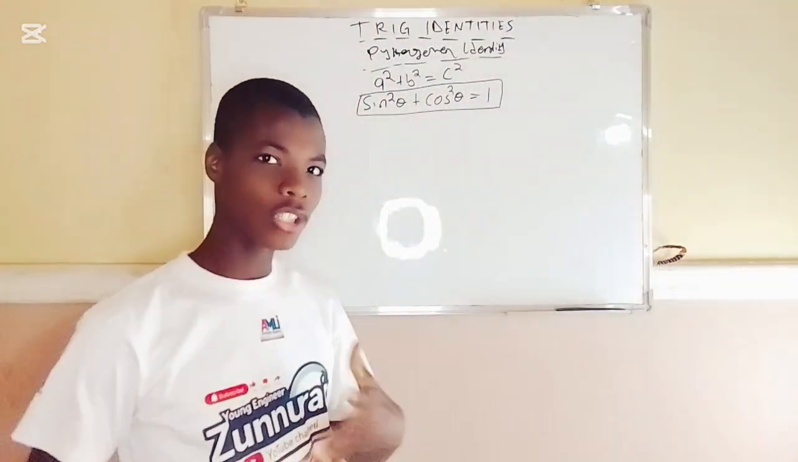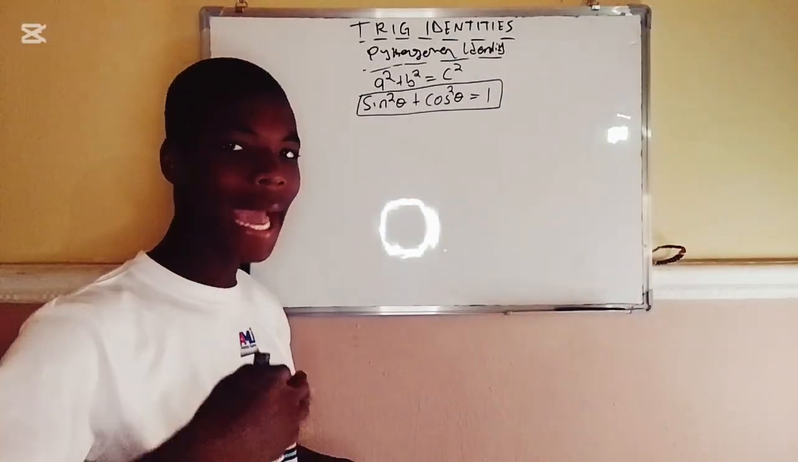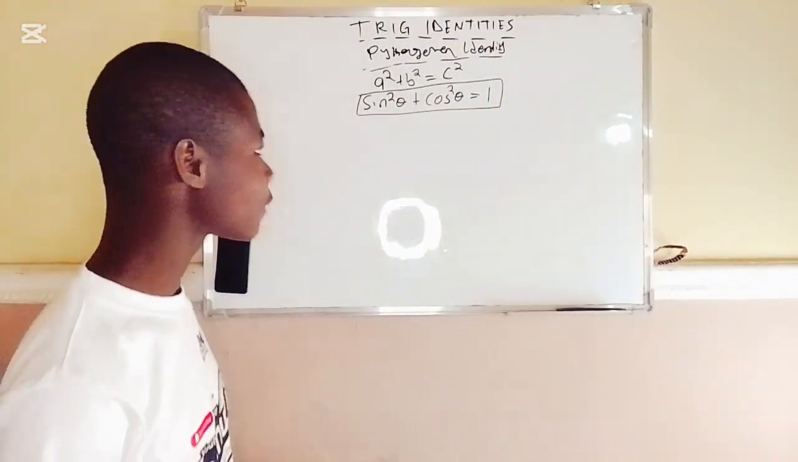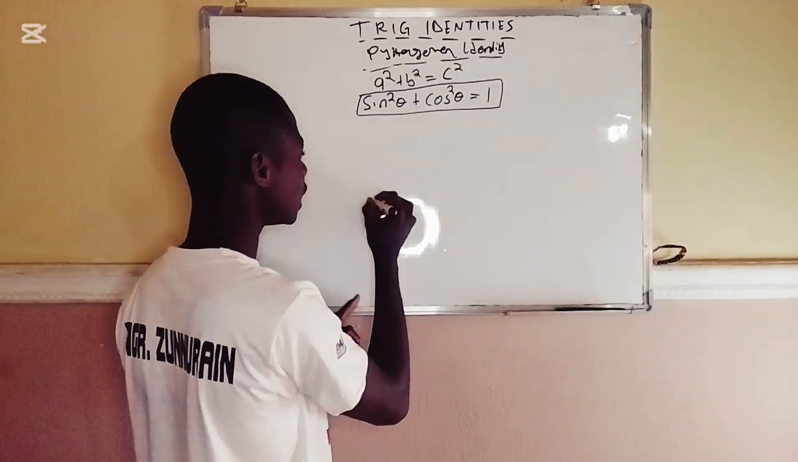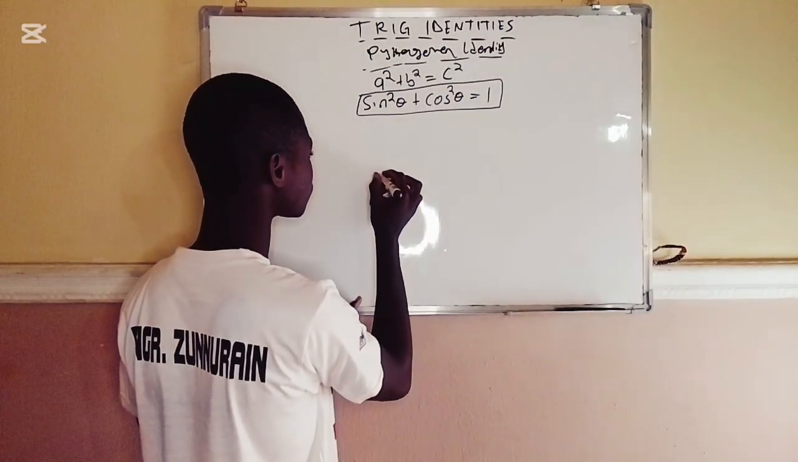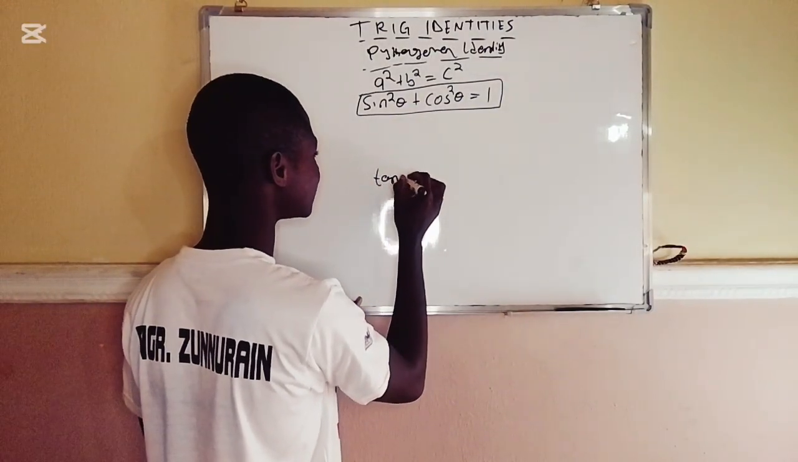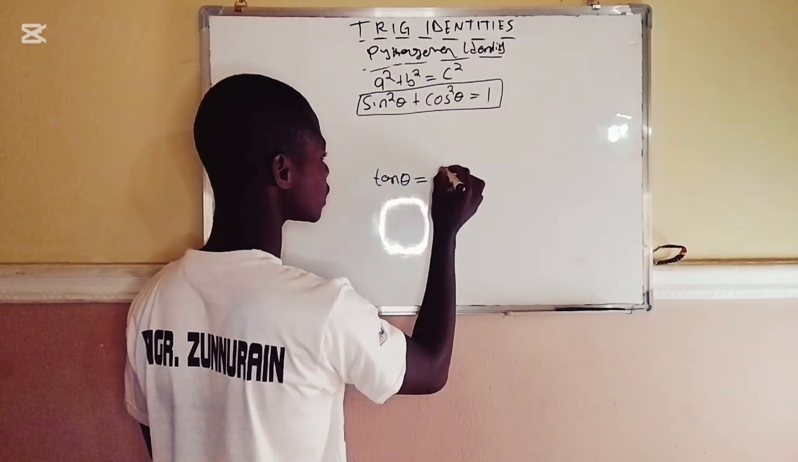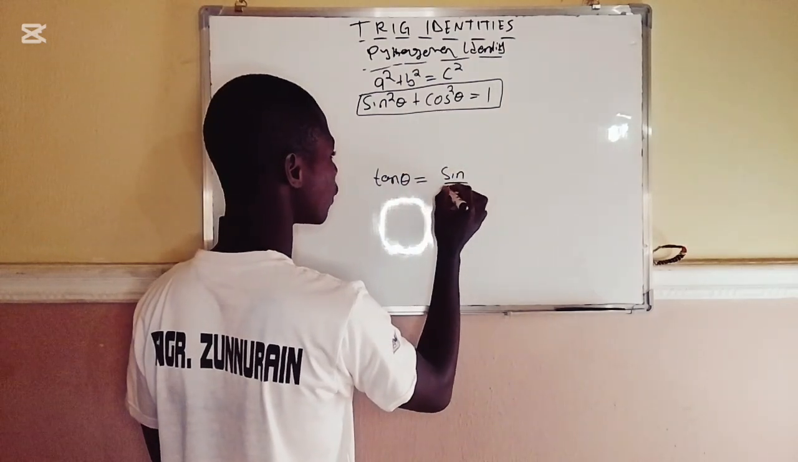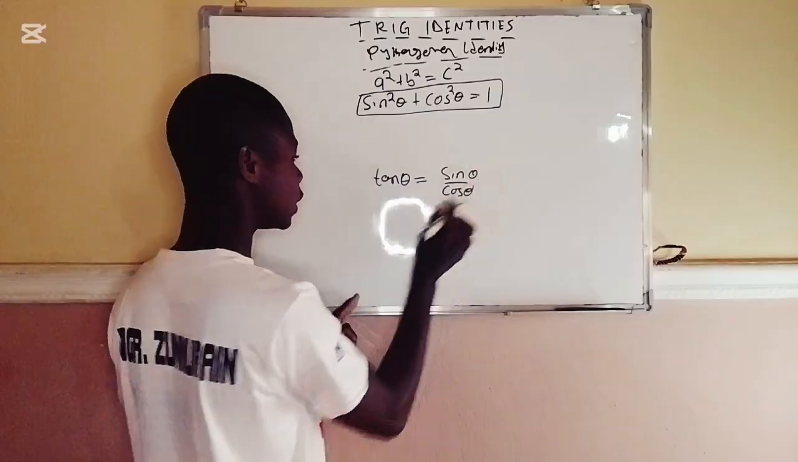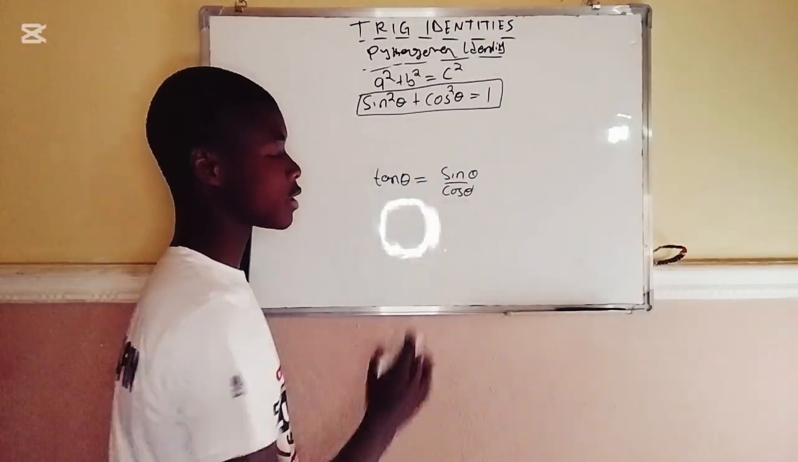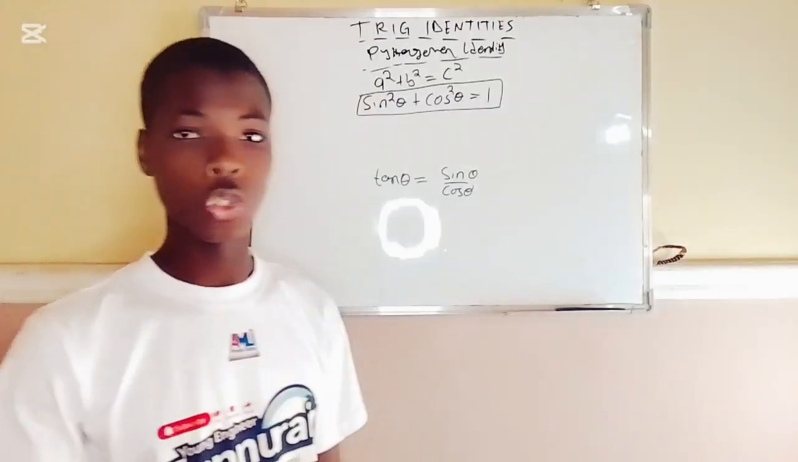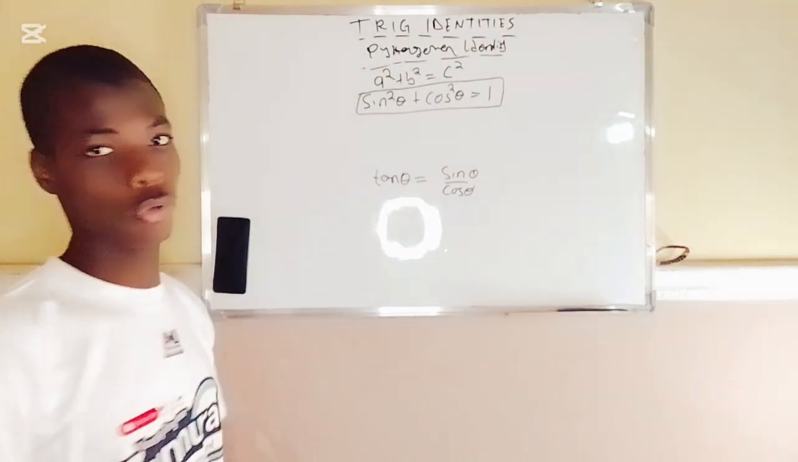we can be able to prove any identity. For example, let's say you have to prove tan theta is the same thing as sine over cos theta. This is just an example. We all know that this is equal to this. So therefore, there is a way that you have to prove it.